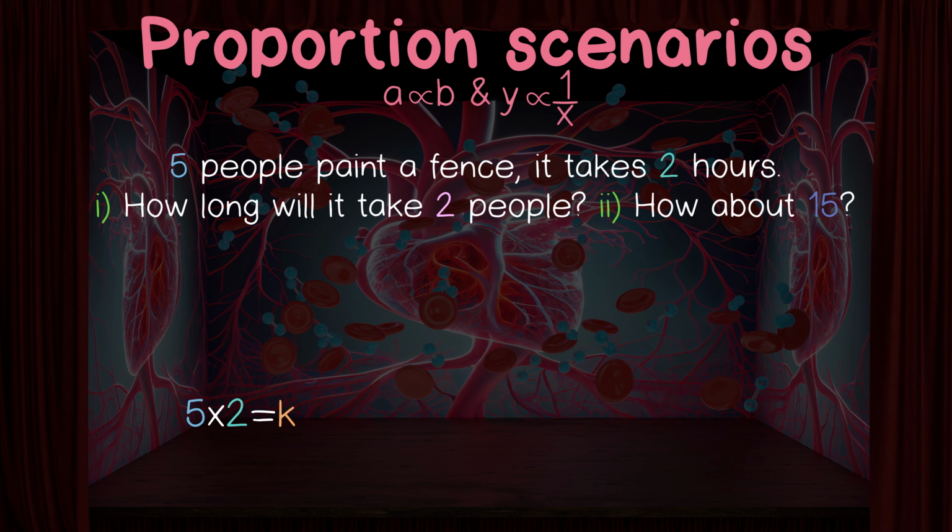If you have a certain amount of people doing a job and you decrease the amount of people doing it, then it's going to take longer. So as the number of people performing the task went down, the time taken to complete it went up. So this is inverse proportion. We multiply the values we have together to rearrange and find k. And then we use k to find our missing values.